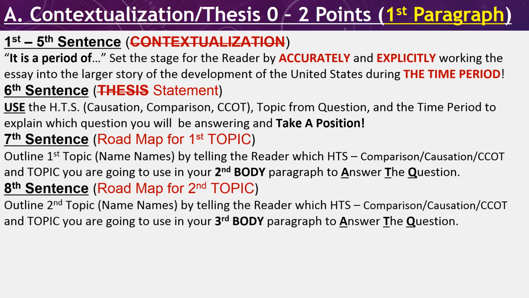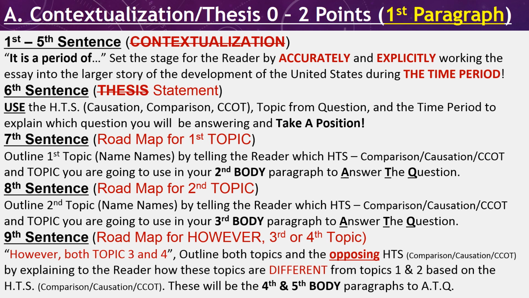You then are going to have your 8th sentence, which is going to be your second topic. That will then explain to the reader which of the historical thinking skills you're using and what is the topic that you're going to use to help to explain your third body paragraph. As you can see, the 7th sentence outlines your second body paragraph, the 8th sentence outlines your third body paragraph, and then you have your 9th sentence.